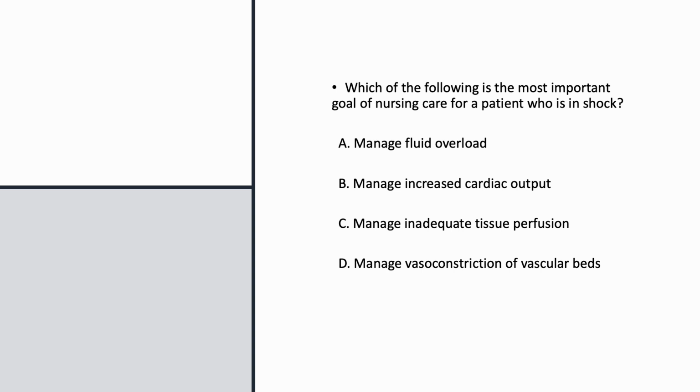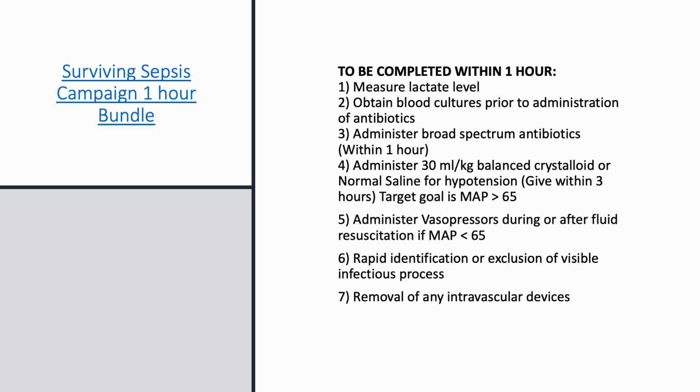The most important goal of nursing care for a patient who is in shock is, so pause and try to answer this on your own and come up with a rationale. But the answer is C. You want to manage inadequate tissue perfusion. The primary issue in shock, regardless of the type, is that the organs and tissues are not receiving adequate oxygen and nutrients due to poor perfusion. Therefore, intervention should focus on restoring tissue perfusion and preventing organ failure.